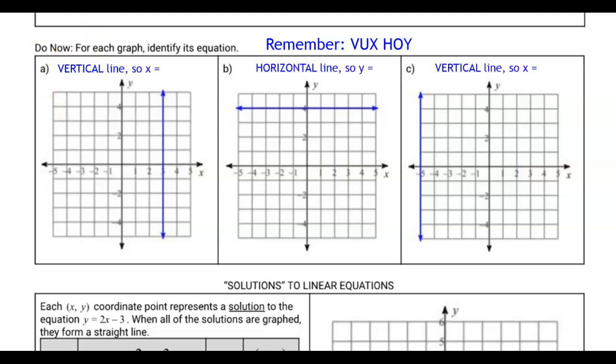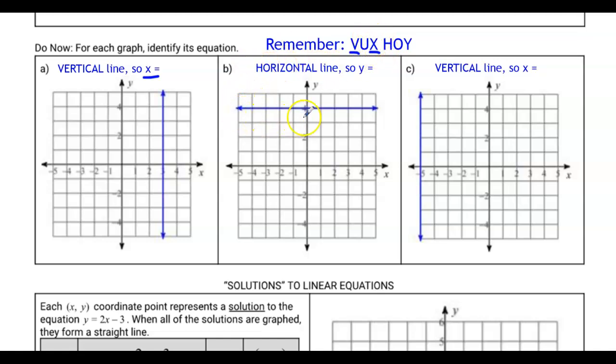All right, we're starting off with whether they are vertical or horizontal lines, and then trying to figure out what that means for the equation. This one is a vertical line. It's going straight up and down. So that means we're dealing with x equals. That's the V and the X in VUX-HOI. V stands for vertical, and if it's a vertical line, it's got x equals as its equation.